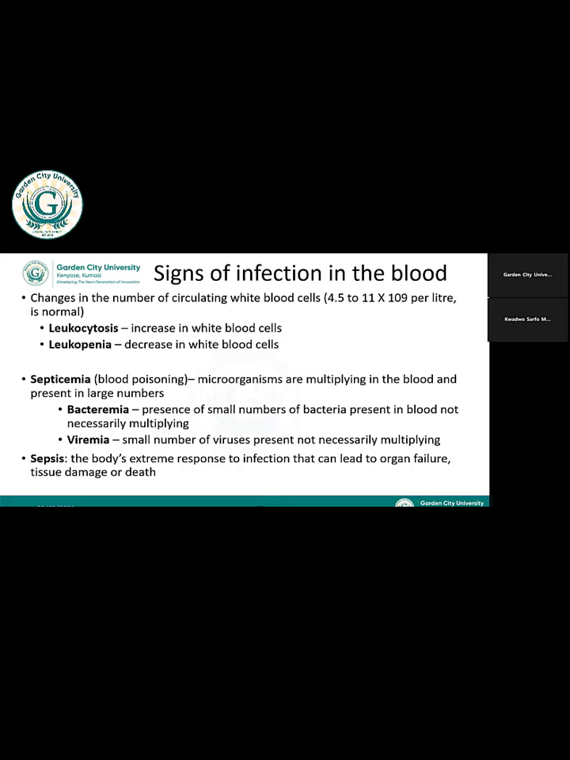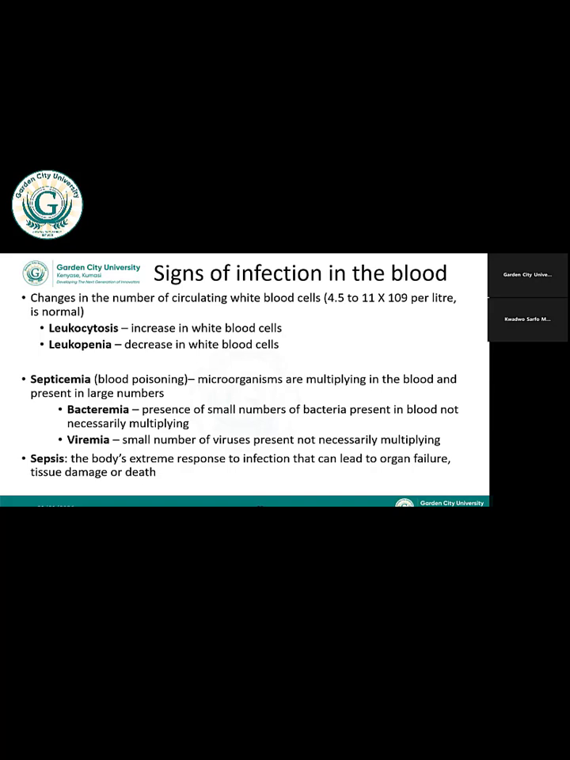So we have septicemia, which is as a result of microorganisms multiplying in the blood. So they multiply and then achieve higher numbers. So the presence of microorganisms in the blood is termed as septicemia. If the microorganisms are bacteria, then it is bacteremia. If they are viruses, then it's viremia. So the presence of these microorganisms in the blood.